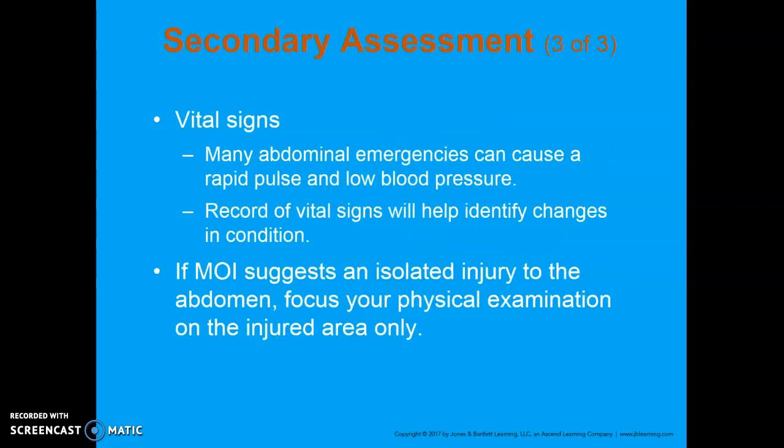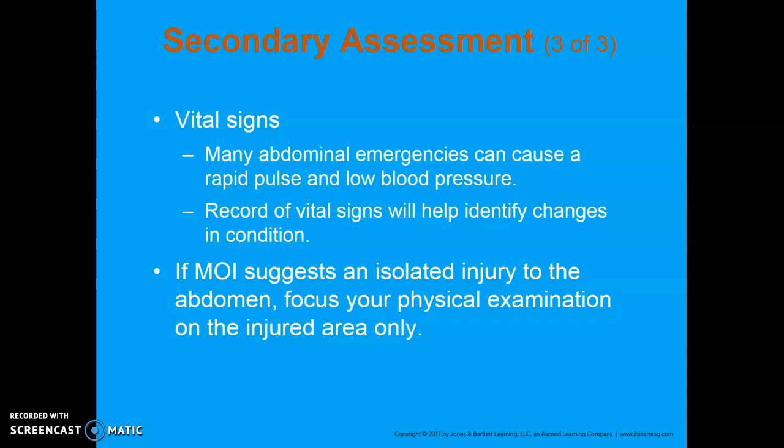You want to obtain your vital signs. In many abdominal emergencies, you're going to have that tachycardia and progress to low blood pressure. Even if their blood pressure is good to start with, they could progress there very, very quickly. So get your baseline and reassess frequently.